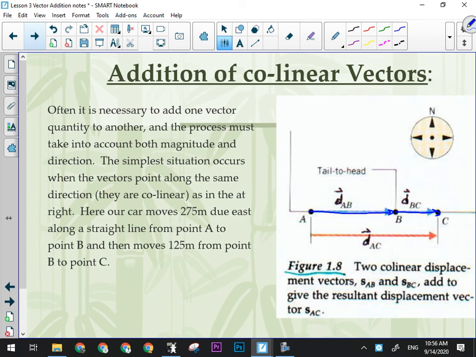Yeah, 400 meters. 275 plus 125 is 400 meters east. Okay, that's an easy one. But I drew it that way. Now, would you really realistically draw a vector diagram for that? Or would you just go, oh, they're both east, and add them together? You probably wouldn't bother drawing it.